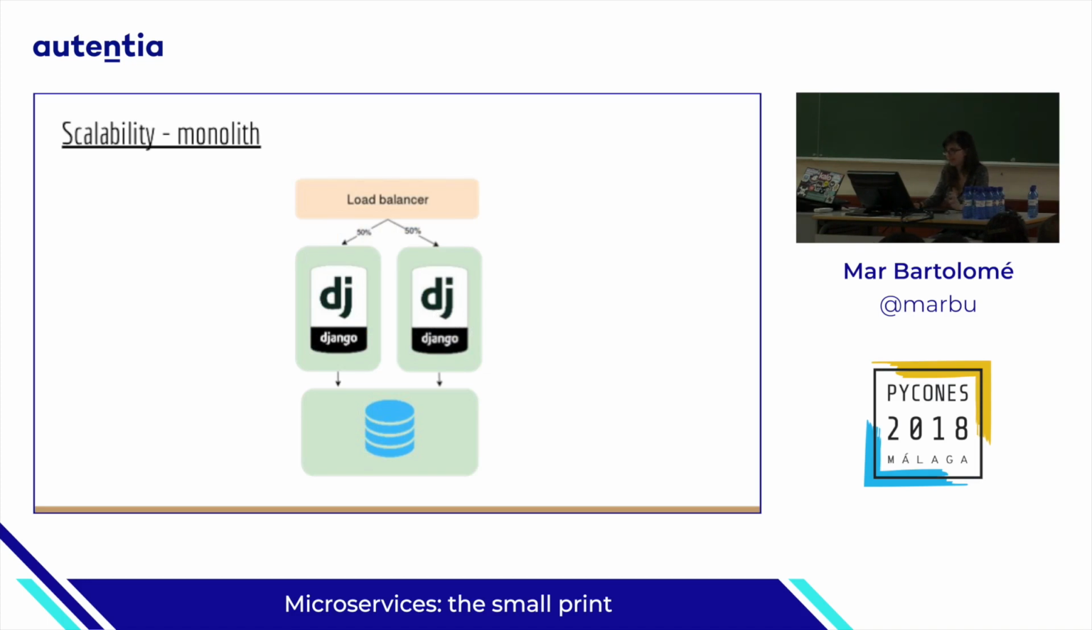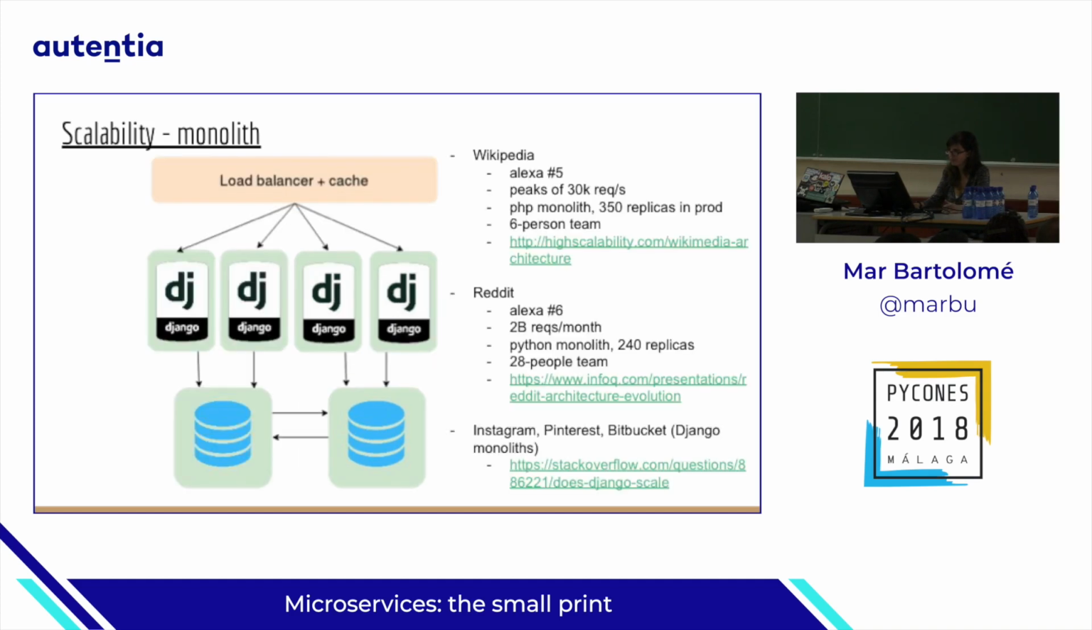The theory is that as you grow, you can start adding replicas of your application and putting them behind a load balancer that will distribute the load equally among them. There's literally no limit as to how many replicas you can have. Here are some examples from the real world. Wikipedia is running in production a PHP monolith, MediaWiki, it's a CMS, on 350 replicas. And only 6 persons take care of all of it.